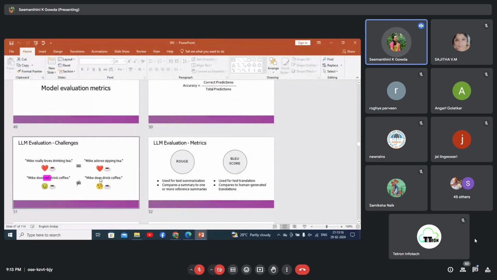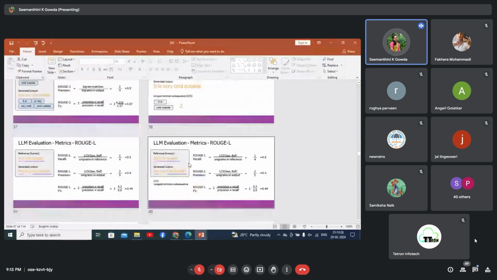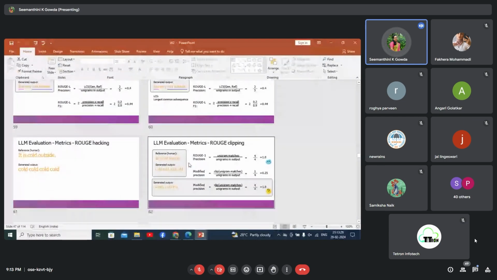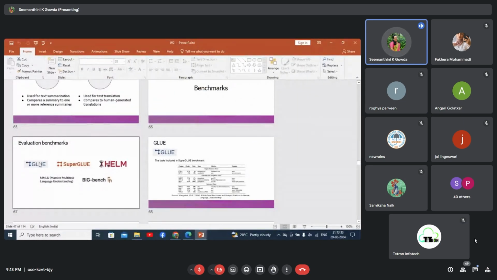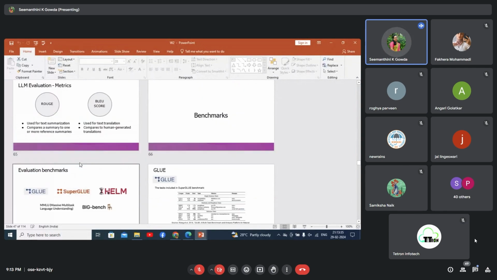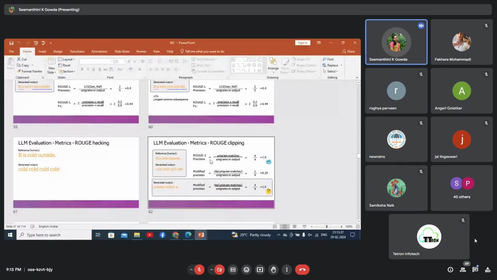And you can take some challenges, and there are various models. We have 4 different models. It can be the ROUGE model or the BLEU score model. These are some of the models and the metrics we use for the evaluations. And also we have some benchmarks. Benchmarks can be the GLUE benchmark, SuperGLUE. We have certain formulas, and based on those formulas, we are going to predict.